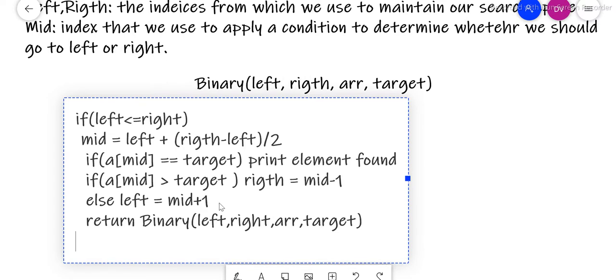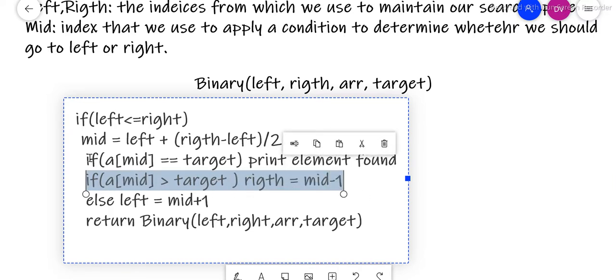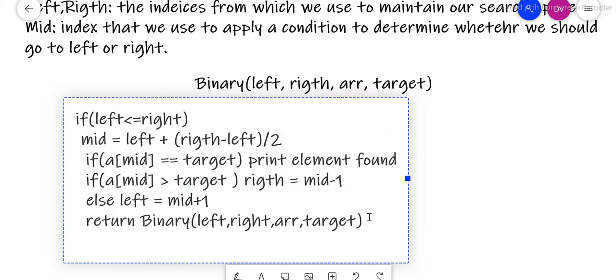And if this condition is not satisfied, then we will return minus 1. And what is minus 1? That element has not been found. Okay, so this is what binary search is all about.